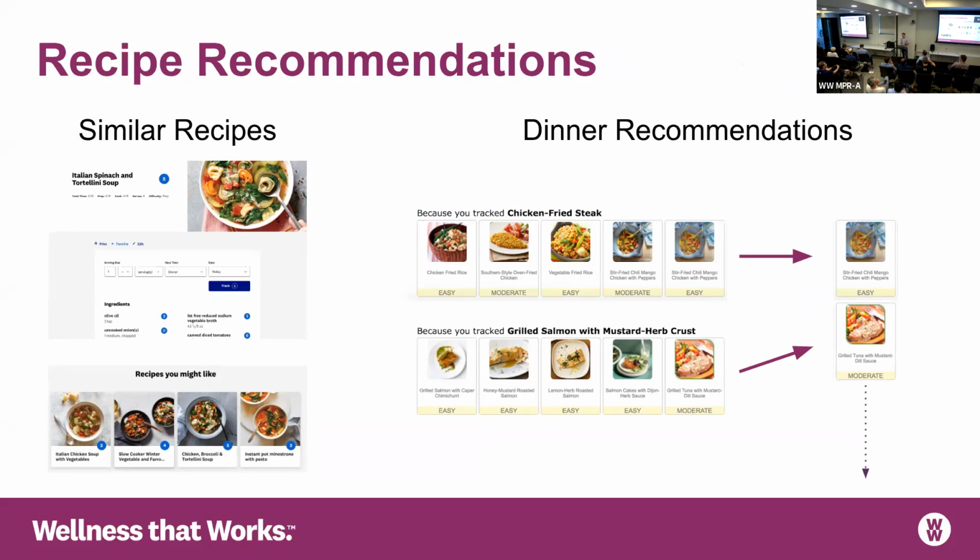And then we have dinner recommendations. So, because you've been tracking chicken fried steak, we're going to recommend to you stir-fried chili mango chicken with peppers. And because you track some other thing, we're going to put together this carousel of things that are related to things you've already tracked. And that's kind of how the dinner recommender works, and I'll explain that in a little bit more detail soon.